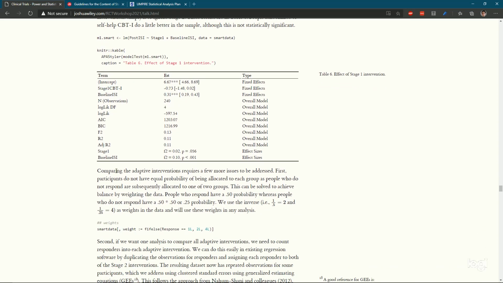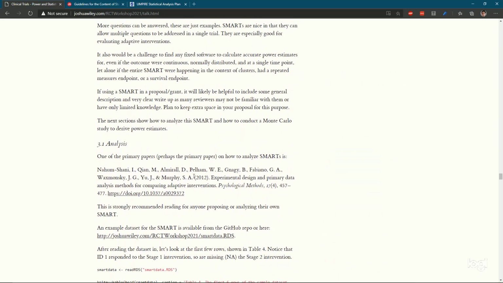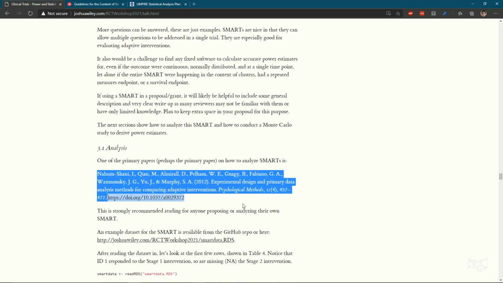If we want to compare the adaptive intervention programs, it requires a few more issues to be addressed. And I'll go through those very briefly. All of these are actually discussed in a lot more depth in that paper I mentioned. So if you need more details, you want to find out more, this is sort of your reference point.